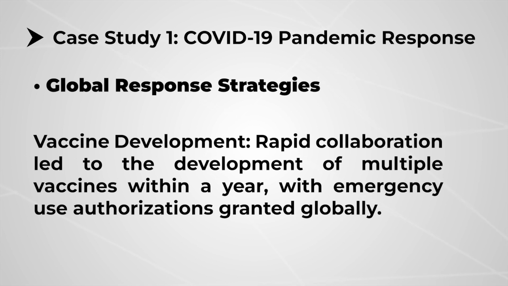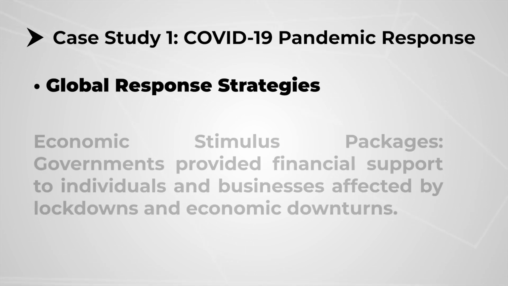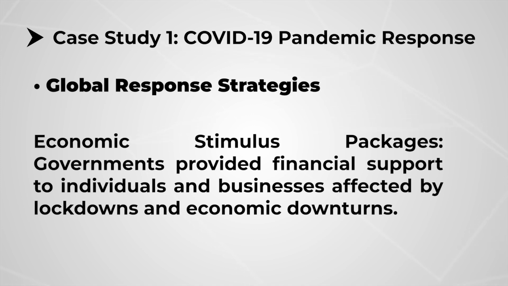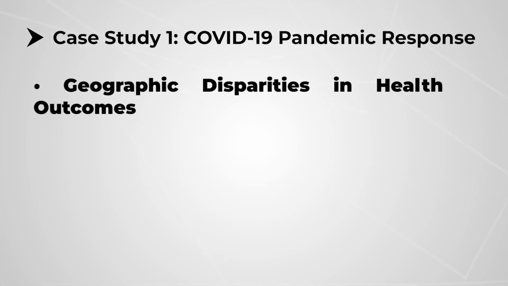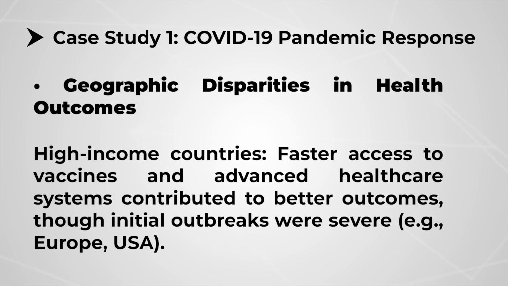So sharing of the data and global agreements, all this helped distribution purposes also, like economic stimulus packages. For example, governments provided financial support to individuals and also businesses affected by lockdowns and economic downturns. Geographical disparities in health outcomes: high income countries had faster access to vaccines and advanced healthcare systems, which contributed to better outcomes through such initiatives.